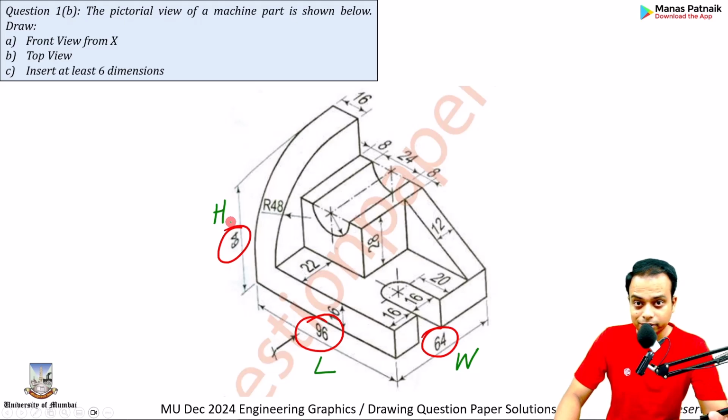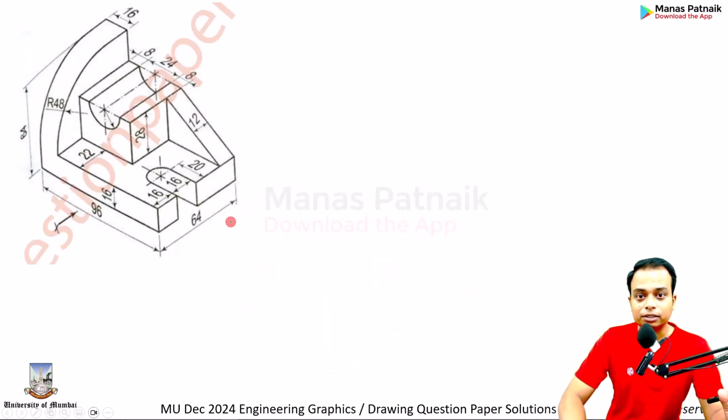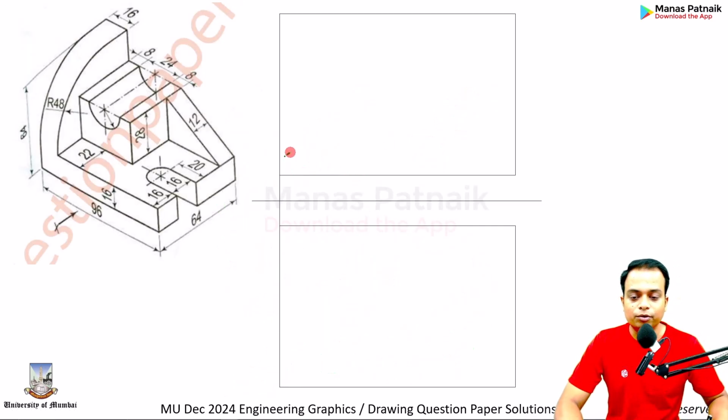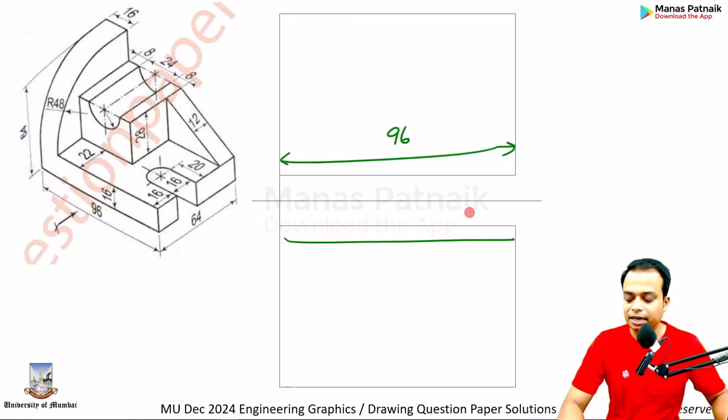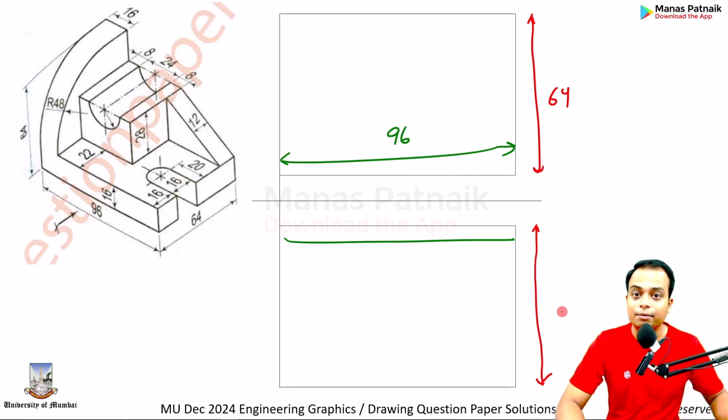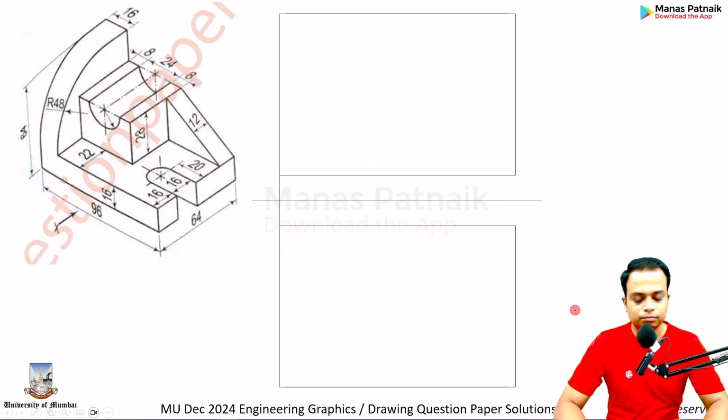Done. With this, we are going to create 2 boxes. One for the front view. You know very well this is 96. That's 96. And then secondly, the height, you know, is 64. This also width, which can be seen in the top view, is again 64. Done. So far so good, no issues.